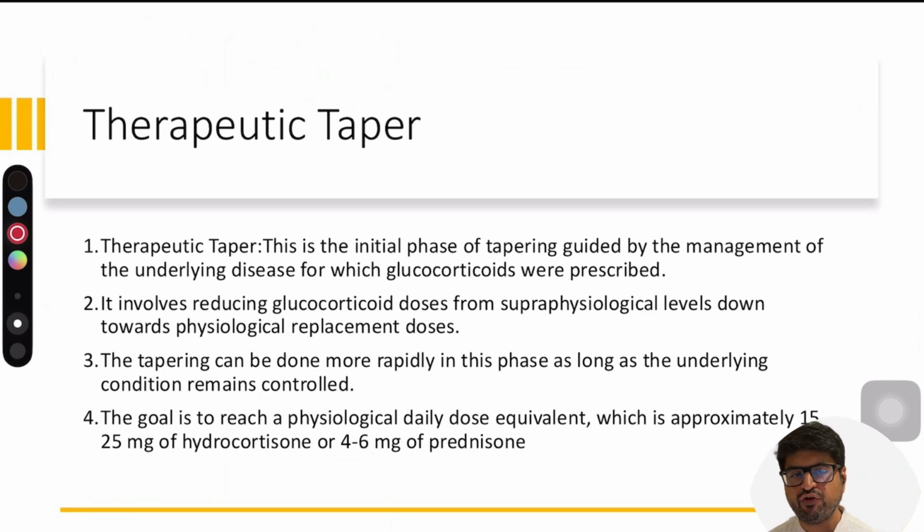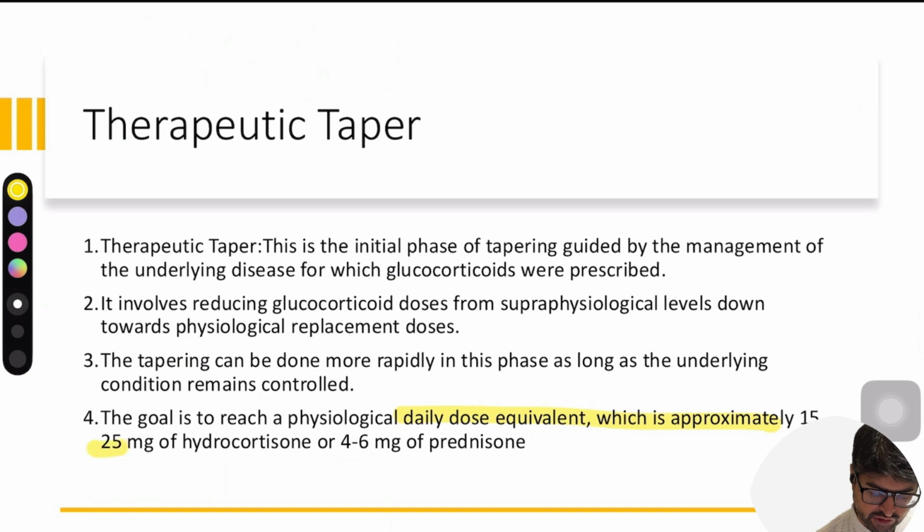Let's say the patient has SLE and is responding to glucocorticoids. Then you have to bring the glucocorticoids down to the lowest possible dose which the patient can tolerate with the least amount of side effects. So that's the therapeutic taper. Now, if the underlying disease does not require glucocorticoids anymore and the patient fits the criteria for tapering, then you have to bring the dose down to a physiological dose. This is a very important point.